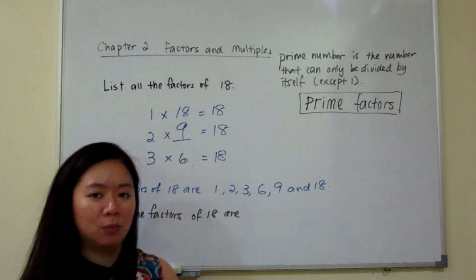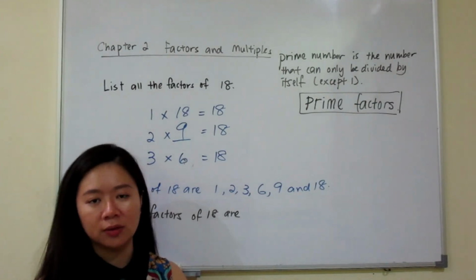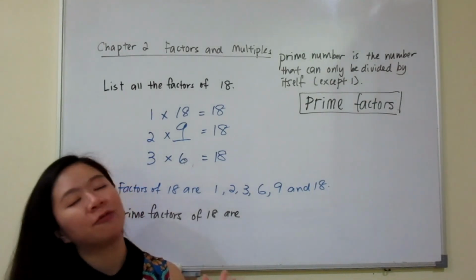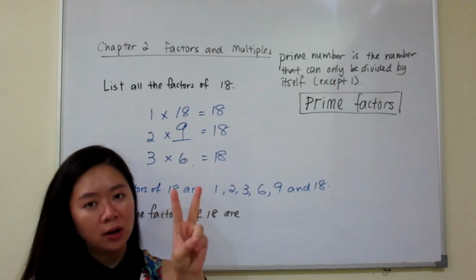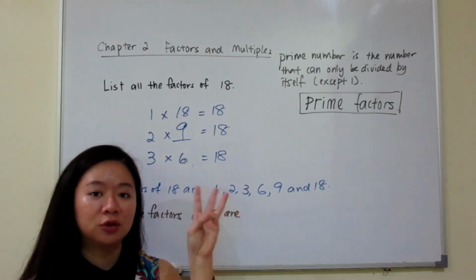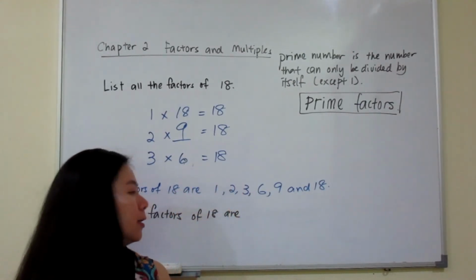So except 1. For prime numbers, we don't include 1. So the first number you're going to start from is 2. Okay, 2 can only be divided by itself. 3 as well. And then 4, no. 5, yes. Okay, so that's how you check it.